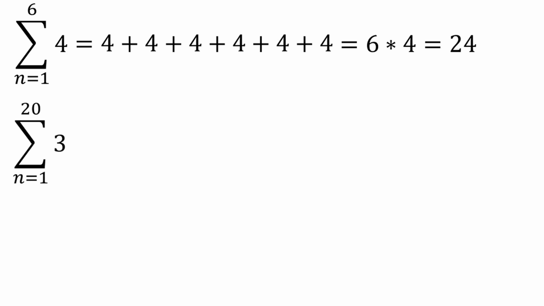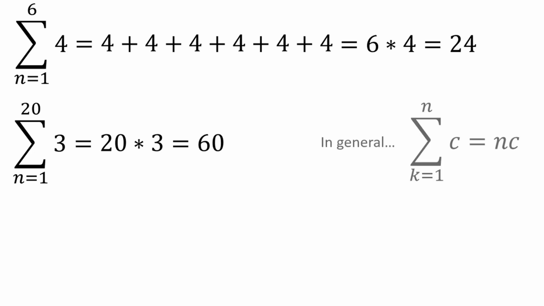The sum from n equals 1 to 20 of 3 would have 20 terms, all 3's, added together, which would become 20 times 3, which is 60. In general, the sum from k equals 1 to n of c is equal to n times c. If you are adding up n constants together and the constant is not changing, the sum is just equal to the number of terms that you are adding together, n, times the constant.